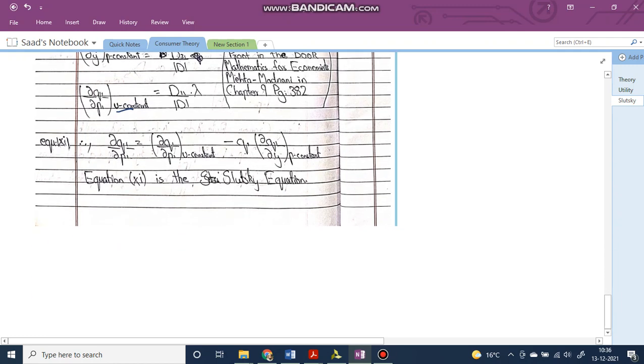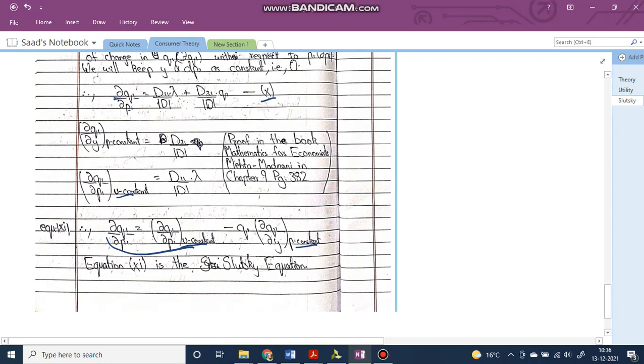Now delta q1 upon delta p1 equals to delta q1 upon delta p1, holding utility constant, minus q1 multiplied by delta q1 upon delta y, holding price constant. This is our Slutsky equation. Thank you.